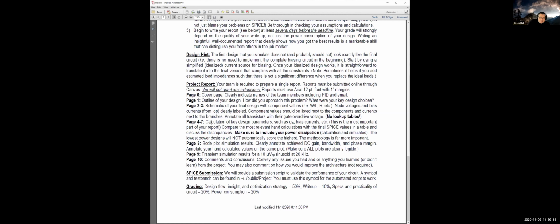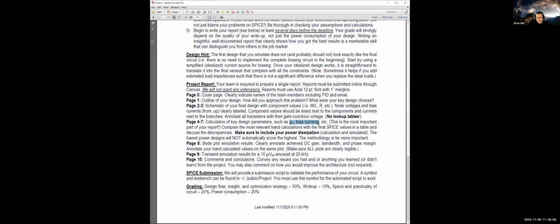Pages 4 through 7, this is where you're going to show us calculations. This is probably the most important part of your report to communicate to us that you know how to do this. But I want this to be a synthesized logical flow rather than a brain dump. I don't want KCL, KVL at every single node in the circuit and just 7 pages worth of equations here.